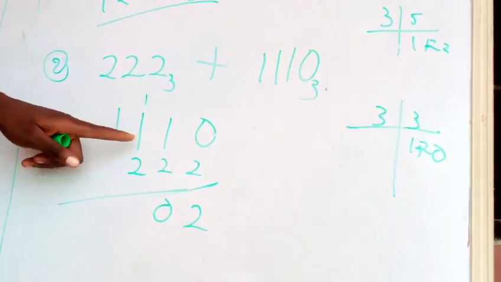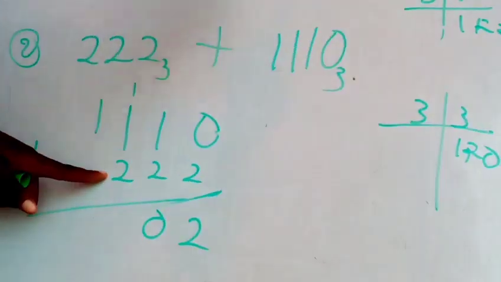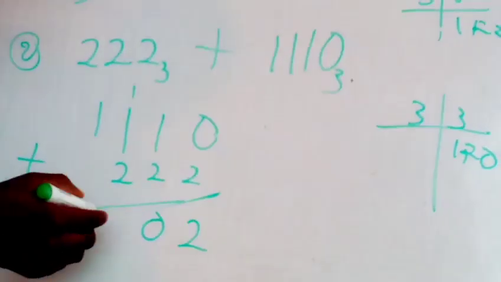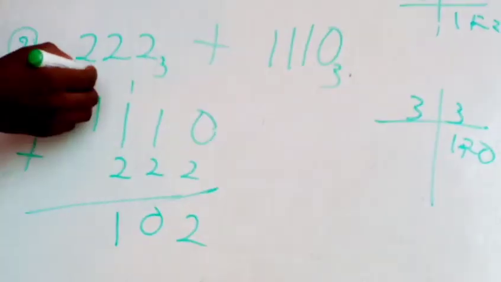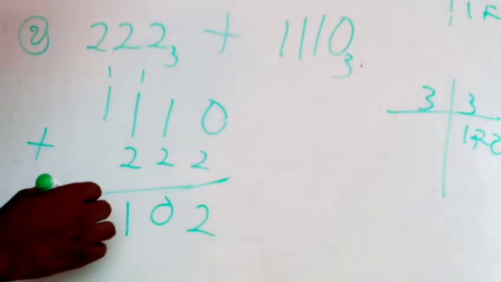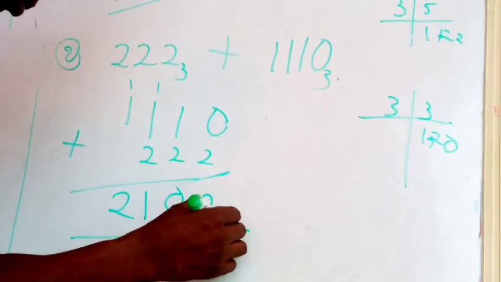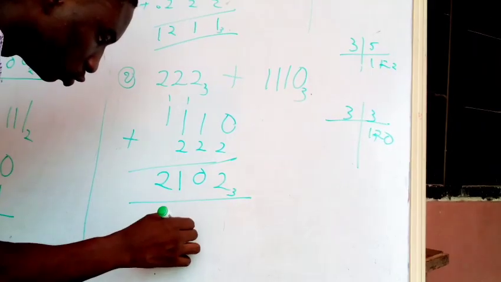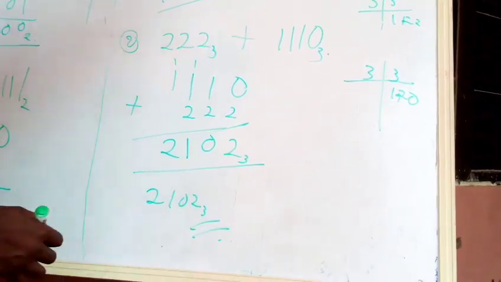1 plus 1 is 2. 2 plus 2 is 4. Just as we have done earlier on, when you divide 4 by 3, you have 1 remainder 1. You write down your remainder, you carry the other one. 1 plus 1 becomes 2. So my result in base 3 becomes 2102 in base 3.